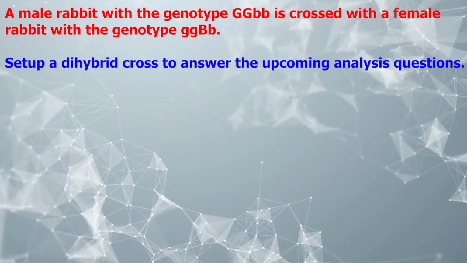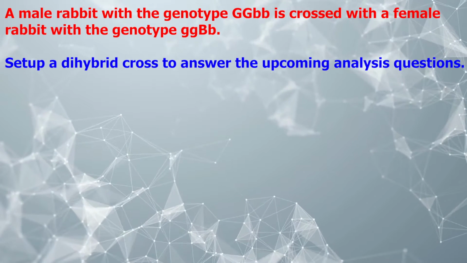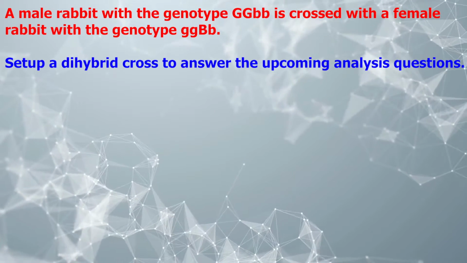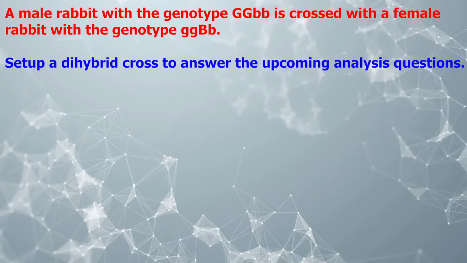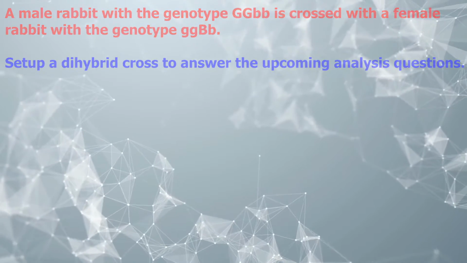Next, let's walk through how to set up a dihybrid cross by reading and interpreting the following problem. A male rabbit with the genotype capital G, lowercase g, lowercase b, lowercase b is crossed with a female rabbit with the genotype lowercase g, lowercase g, capital B, lowercase b. Set up a dihybrid cross to answer the upcoming analysis questions.